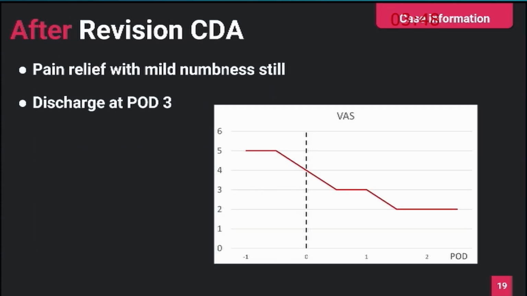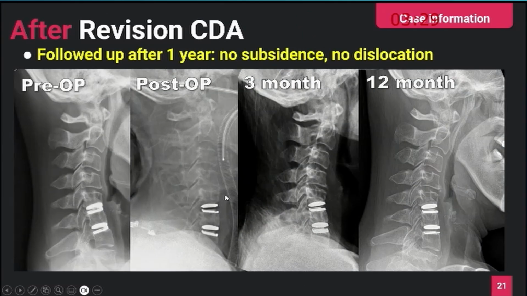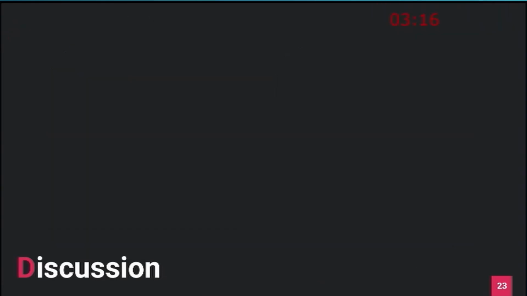After the operation, the patient experienced pain relief, although there is mild numbness, which is not a big problem. And she was discharged 3 days after the operation. After 3 months, we followed up with reconstructive CTs. There is relief from stenosis. And on the 1 year cervical X-ray, there's no malposition, no migration, no subsidence. And the dynamic view shows the new artificial disc is well positioned.